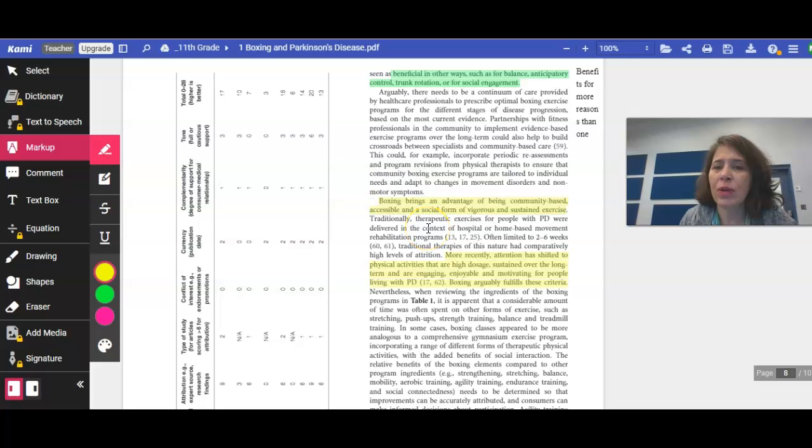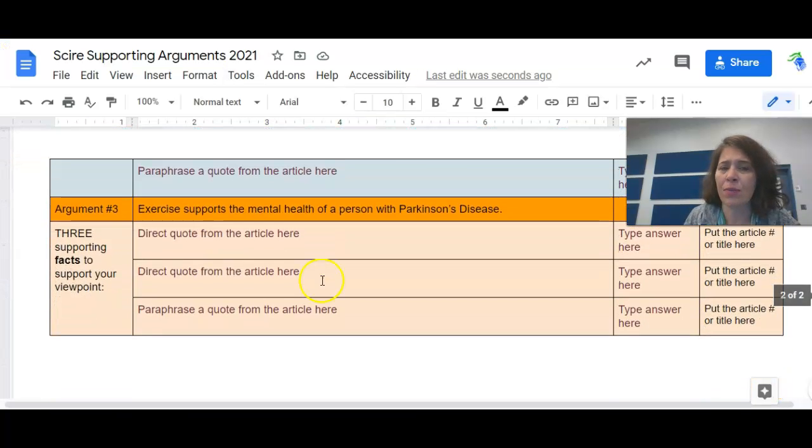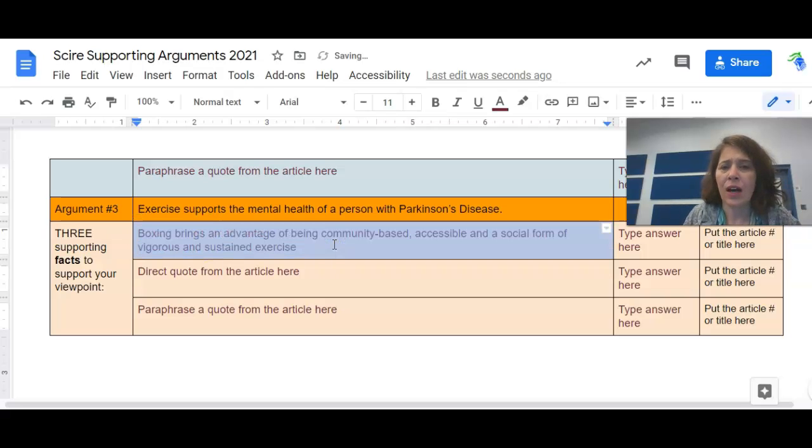Boxing brings an advantage of being a community-based, accessible, and a social form of vigorous and sustained exercise. So I'm going to take that. I'm going to copy that quote because that supports this idea of the mental health. It's a community activity, that it's easily accessible, it's social, right? And it's also helping them. So this is a fact, and this is from article number 1. So I'm going to put article 1 there again.